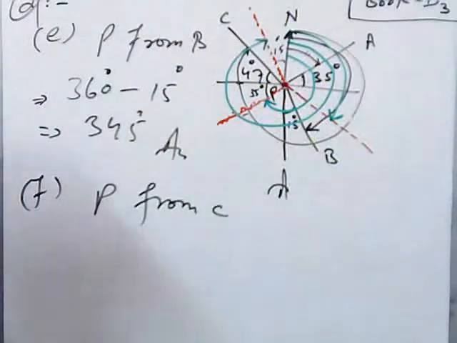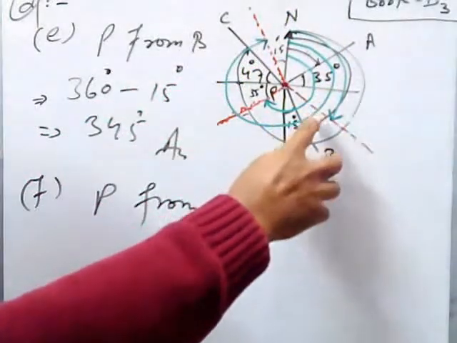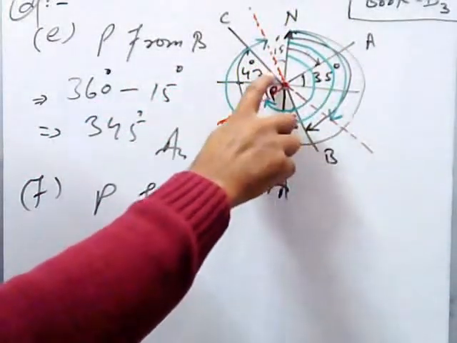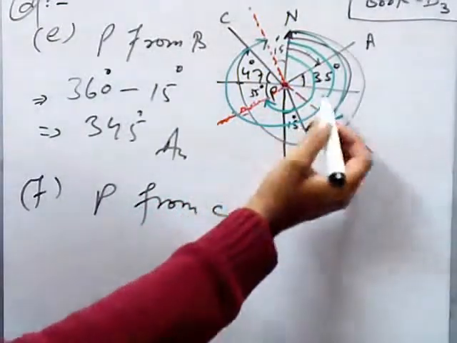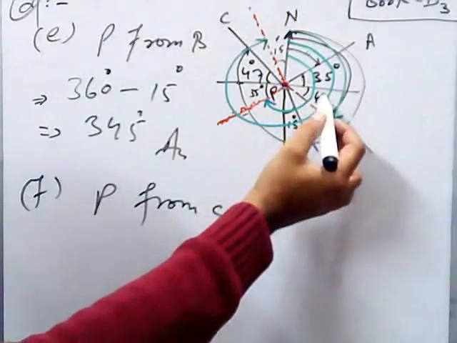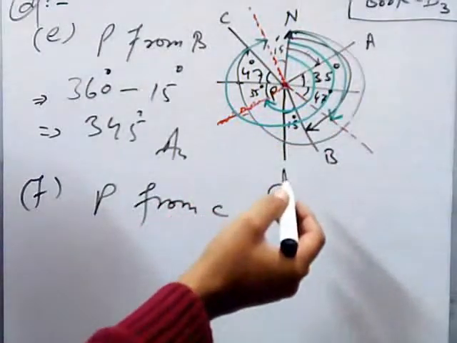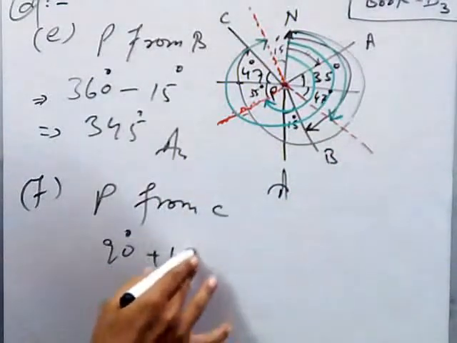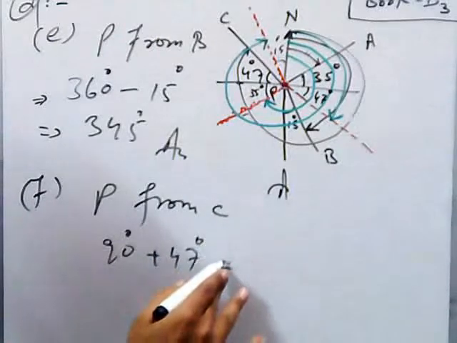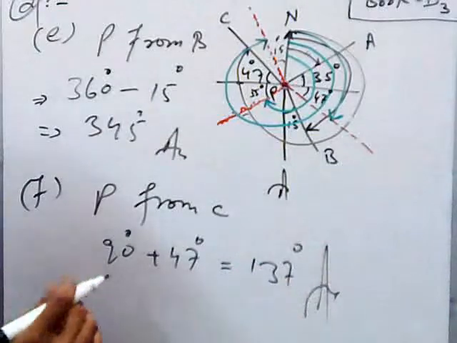So what is the value of this? That is your 90, and plus this one, once again a vertical angle, so this one is 47, so here is also 47, the reflex angle. So you say that 90 plus 47, you will get the result. So 90 plus 47 degree, you will get 137 degree, that is your result.